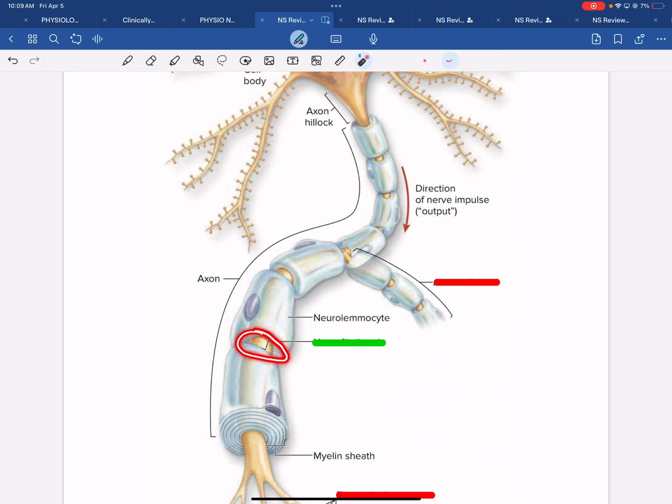And then what is this space? Node of Ranvier. Good. What's another name for it? Good. A neurofibril node. Good.